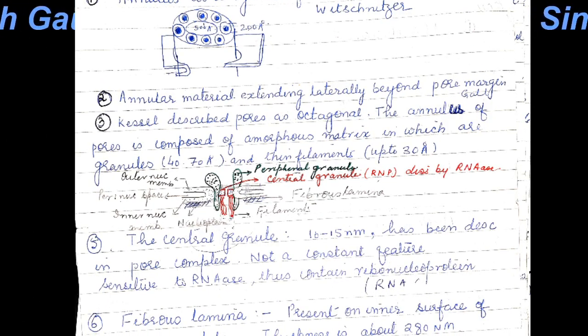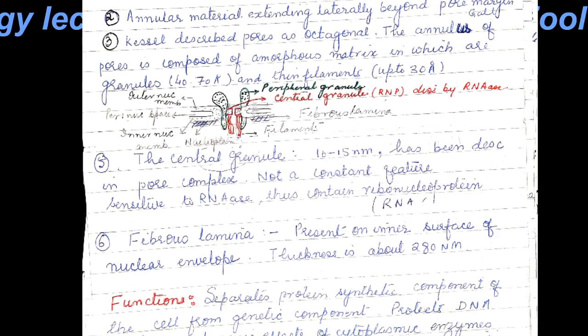You can also view another diagram of this pore complex. You can see the peripheral granules present, the outer nuclear membrane followed by perinuclear space, then the inner nuclear membrane which remains in connection with the nucleoplasm. The outer nuclear membrane remains in connection with the cytoplasm, and as you can view, there is a central granule, and the central granule has filaments also, as I've told you. These central granules are ribonucleoprotein particles because they are dissociated by RNases. The central granule is around 10 to 15 nanometer. It's not a constant feature and is sensitive to RNases, and thus we can deduce that it is made up of ribonucleoproteins.